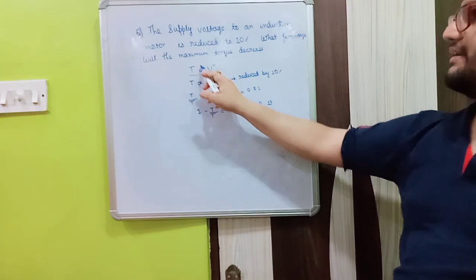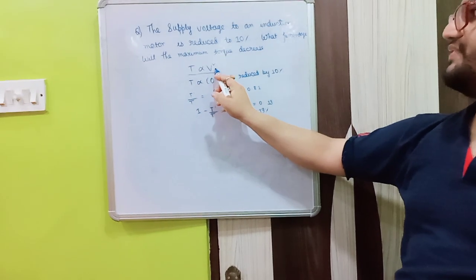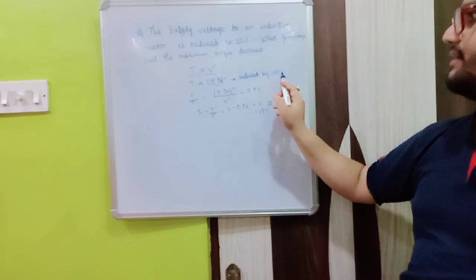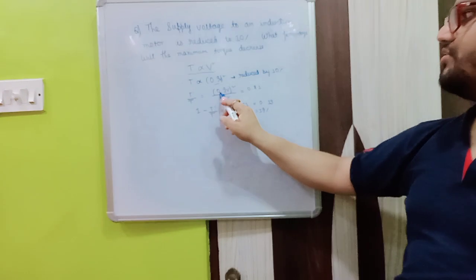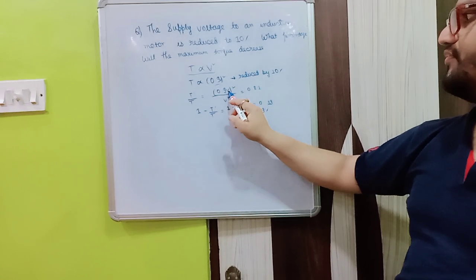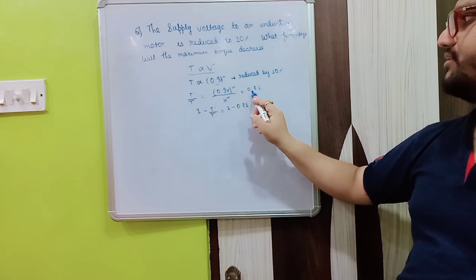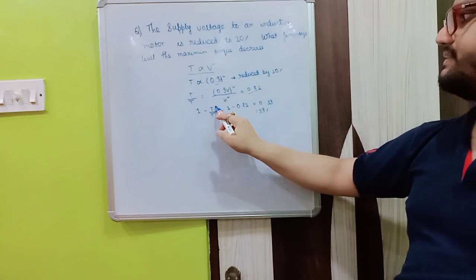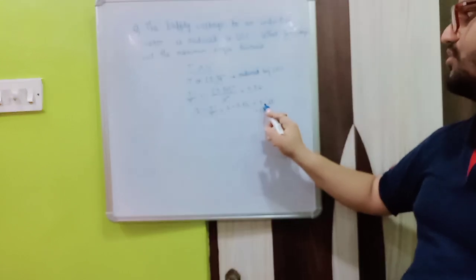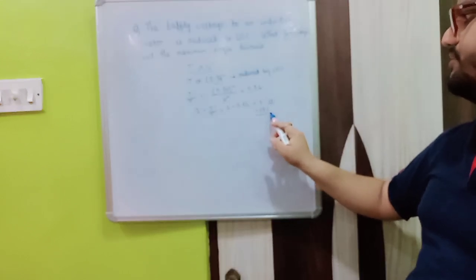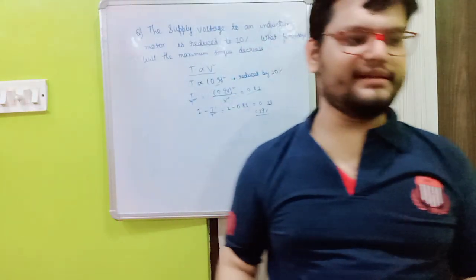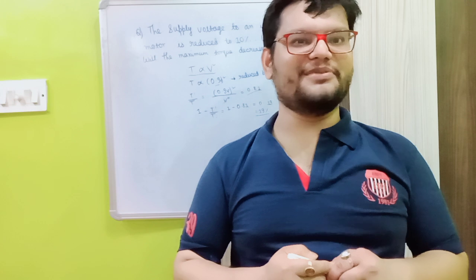I hope you have understood how this has been calculated. T, the torque, is proportional to V squared. So T is proportional to (0.9 V) squared because it is reduced by 10%. So T dash by T is equal to (0.9 V) squared divided by V squared, which is 0.81. So 1 minus T dash by T is equal to 1 minus 0.81, which is 0.19. So ultimately it is reduced by 19%. I hope you have understood how we have calculated the torque and the other numericals which I have taught here.